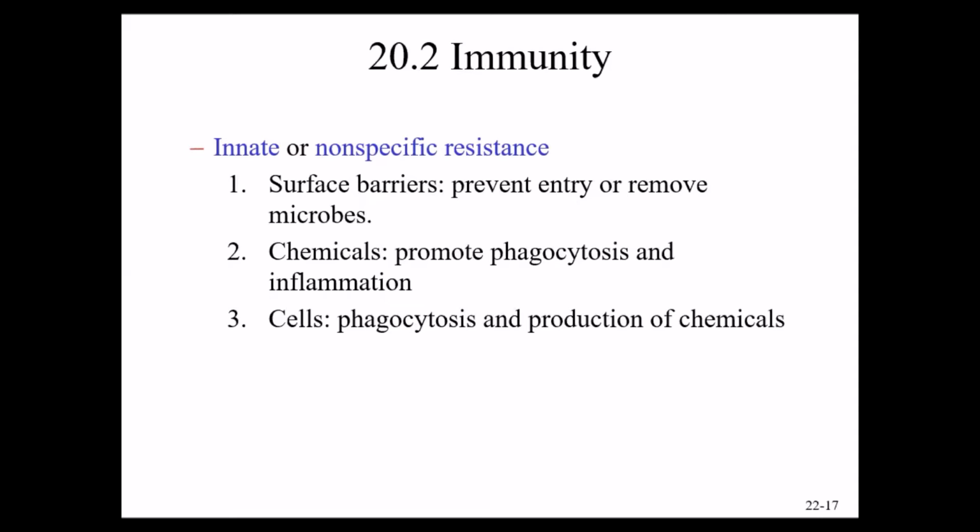Now, the word innate there means you're born with it. So these are all things that you're born with. You don't have to adapt to a particular microbe or microorganism in order to have these. You're naturally born with these types of innate immune system barriers, chemicals, and cells.